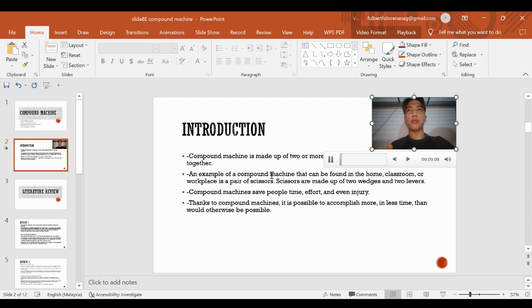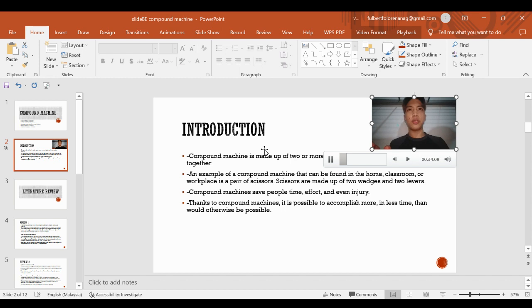Today, I'm going to talk about compound machines. A compound machine is made up of two or more simple machines working together. An example of a compound machine that can be found in the home, classroom, or workplace is a pair of scissors. These are made up of a wedge and two levers.